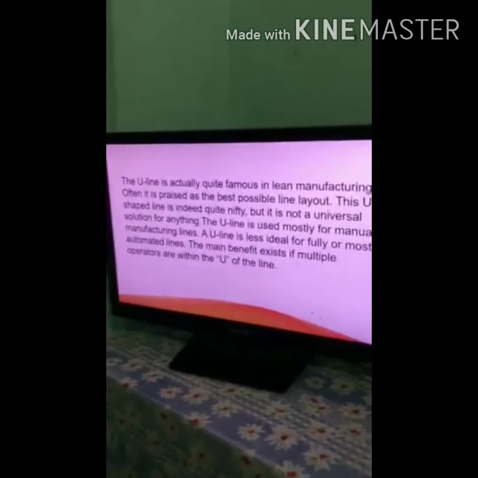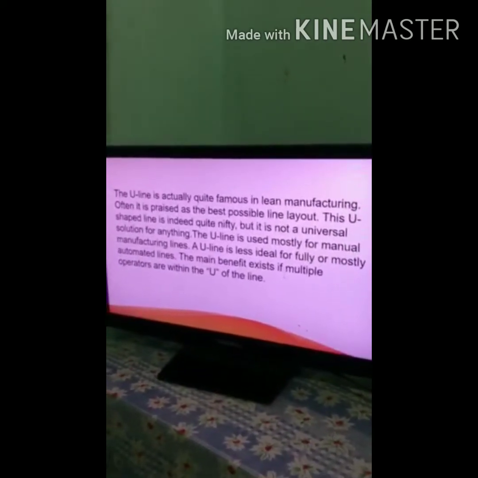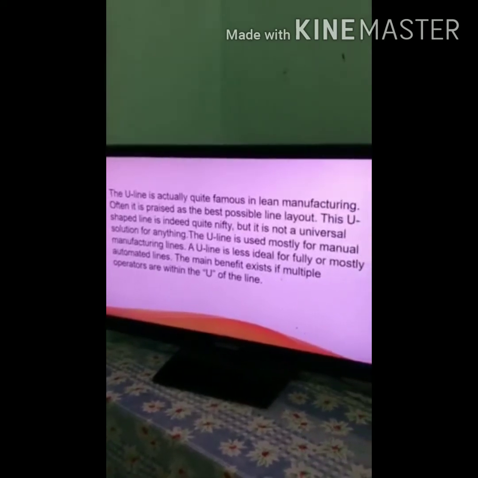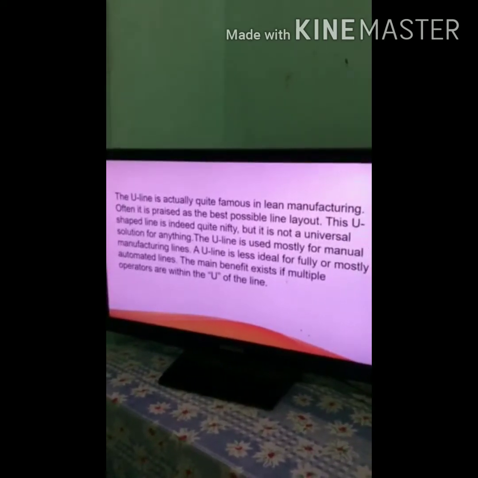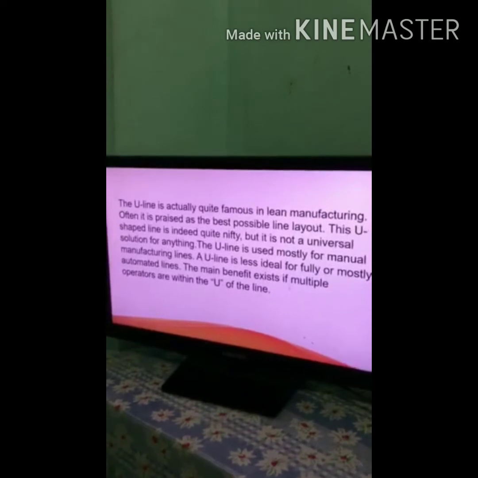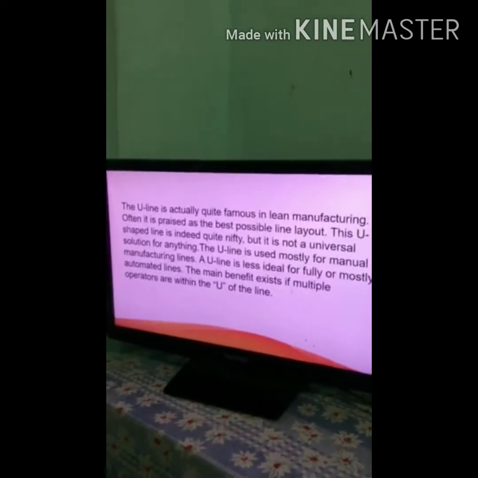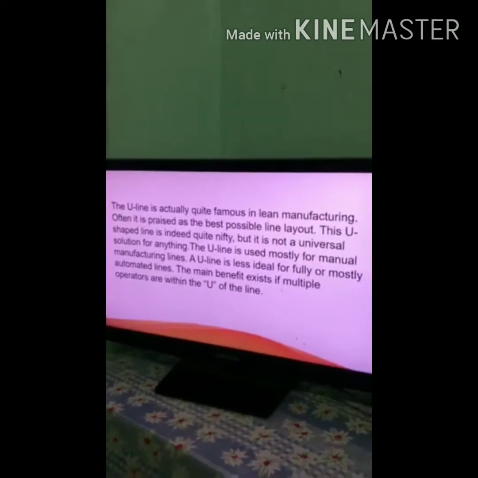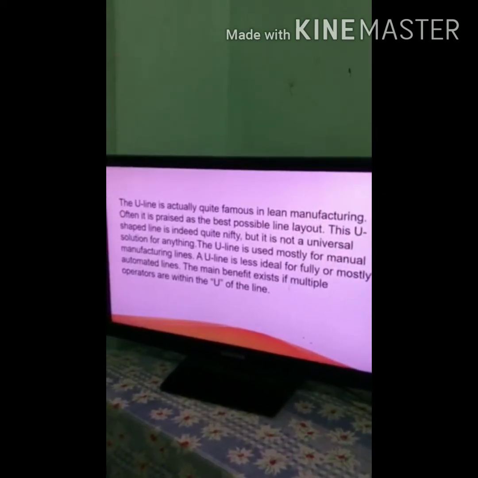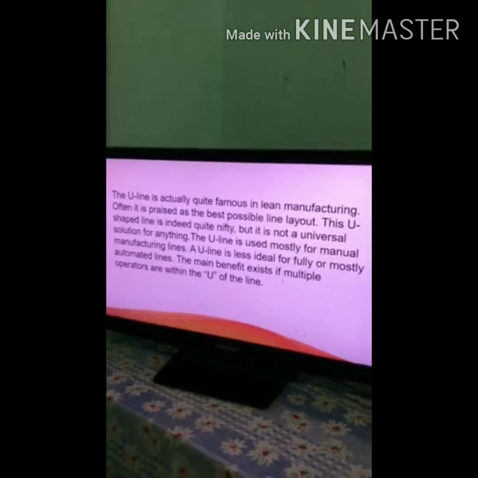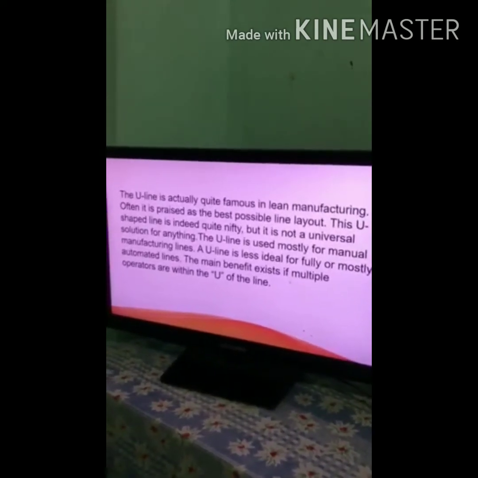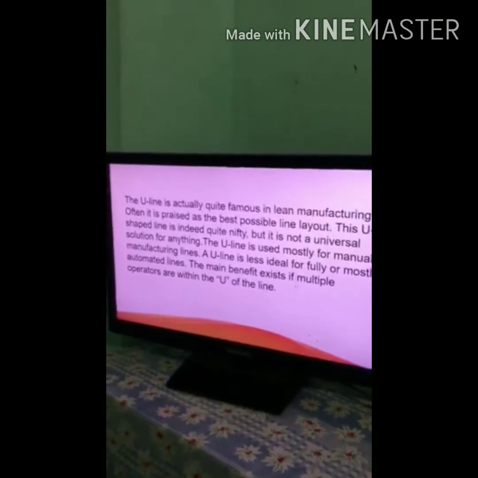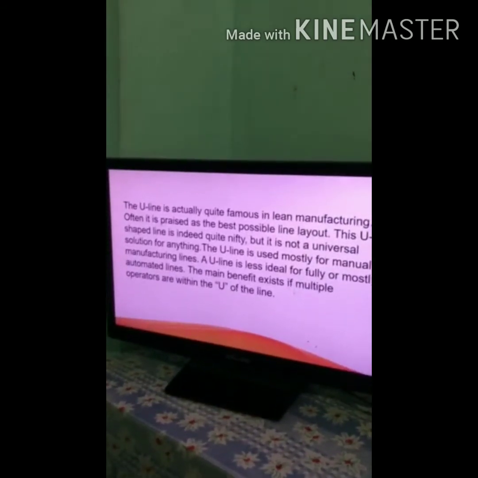So the U-line is actually quite famous in lean manufacturing. Often it is praised as the best possible line layout. This U-shaped line layout is indeed quite nifty, but it is not a universal solution for everything. The U-line is used mostly for manual manufacturing lines. A U-line is less ideal for fully or mostly automated lines. The main benefit exists if multiple operators are within the U of the line.